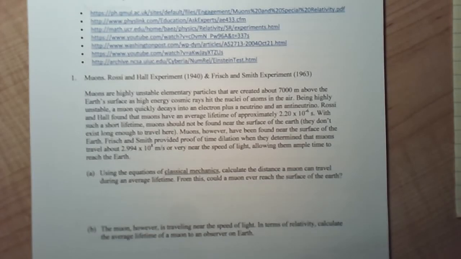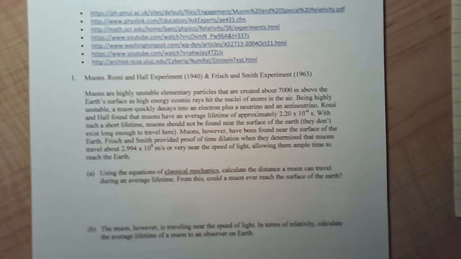In this video, we're going to look at pieces of evidence for the theory of relativity. And the main one we're going to focus on is how muons provide evidence for time dilation, which is a prediction of the special theory of relativity. And this is a result of two experiments, one that took place in 1940 and one that took place in 1963. So in terms of scientific discoveries, still relatively recent for us.